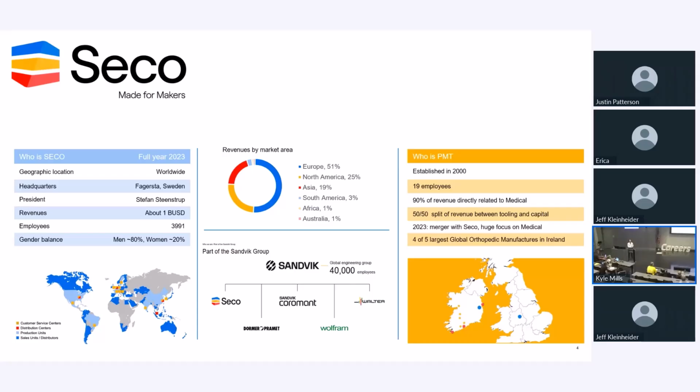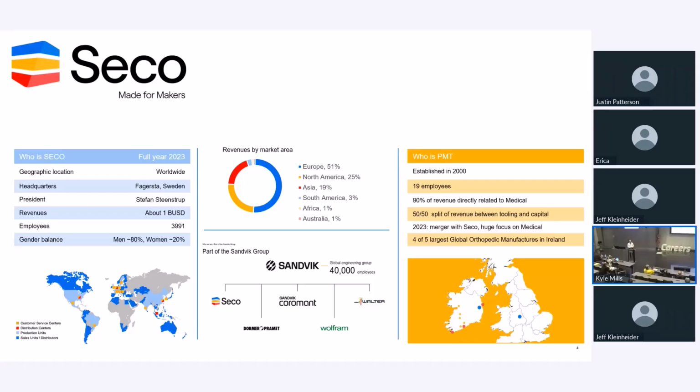If you look on the left-hand side, as of the end of 2023, SECO is about $1 billion globally in sales and about 4,000 people. Now 4,000 people, that's a small area of the 40,000 in the Sandvik group, but we really pride ourselves on being an engineering solutions provider, not only tooling. And to kind of back that up, in 2022, we acquired a company called PMT.